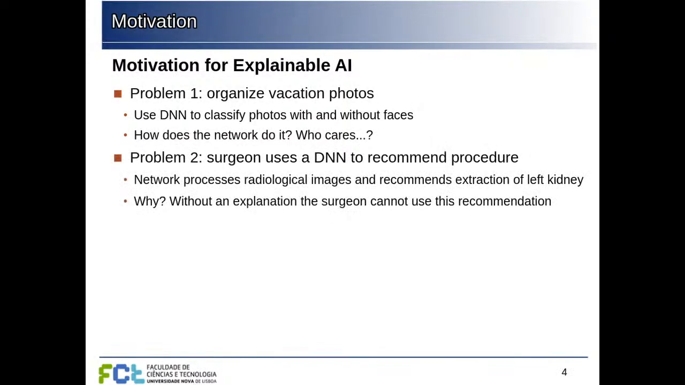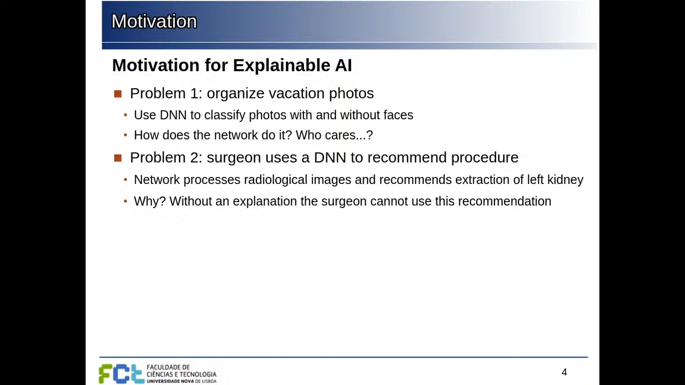But now suppose that a surgeon is using a deep neural network to process radiological images and give some recommendation about therapy for a patient. And the network recommends extracting the left kidney of the patient. Obviously, the surgeon cannot act on that recommendation without knowing why this is recommended, without having a justification for this that the surgeon can evaluate and understand what the problem is.